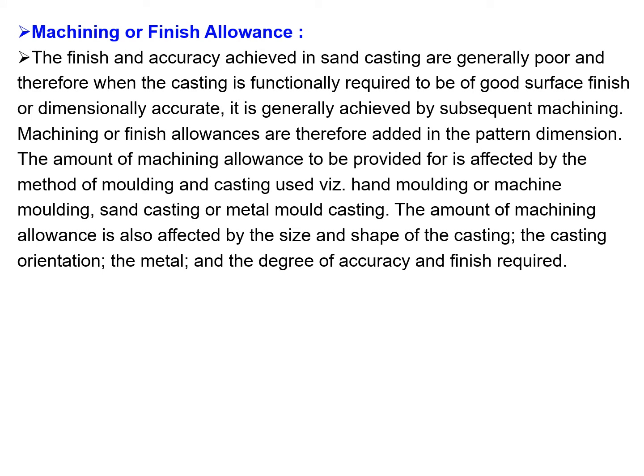Finish and machining allowance. The finish and accuracy achieved in sand casting is generally poor, and therefore when a casting is required to have a good surface finish, it is generally achieved by subsequent machining. Finish allowances are therefore added to the pattern dimensions. The amount of machining allowance to be provided is affected by the method of molding and casting: hand molding, machine molding, sand casting and metal mold. The amount of machining allowance is also affected by the size and shape of the casting, the casting orientation, metal, and degree of accuracy.